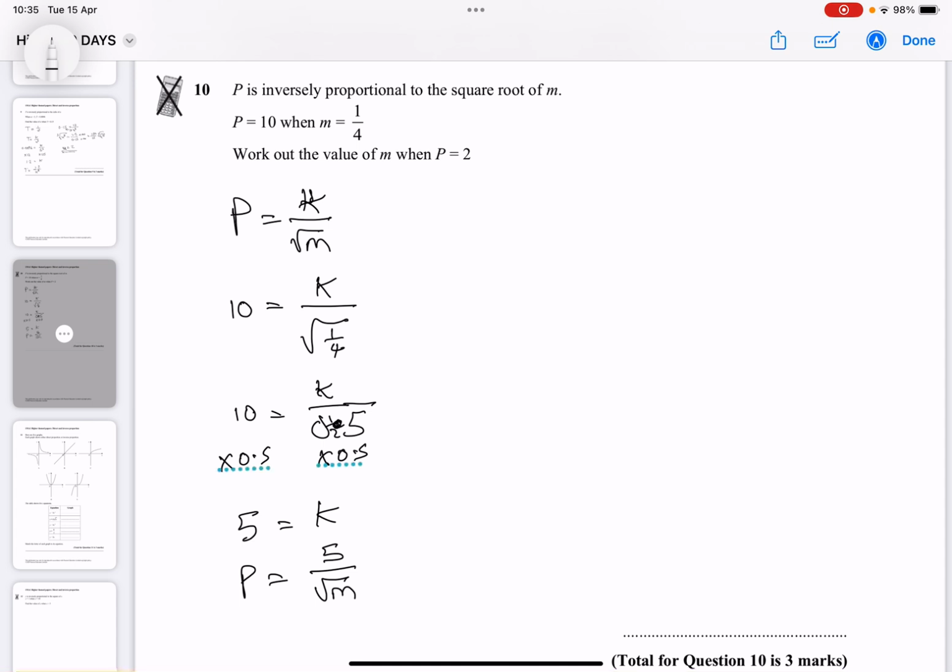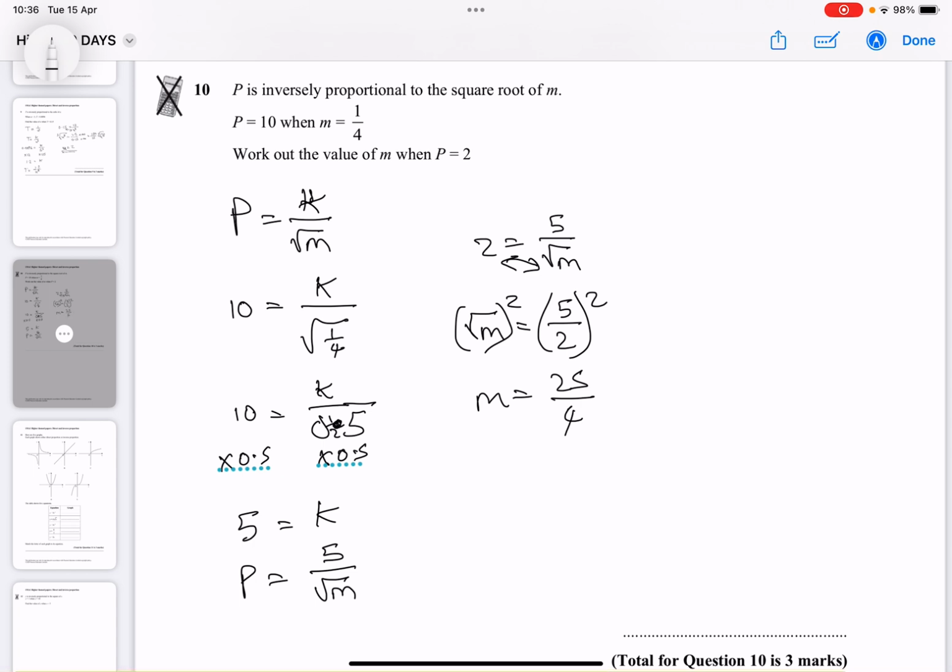Find the value of m when P equals 2. So 2 equals 5 over square root of m. I'm going to do that little crossover thing. So the square root of m equals 5 over 2. To get rid of the square root, I square, and so m equals 5 squared is 25, 2 squared is 4. Okay, I'd leave it like that. If you wanted to write that down as 6.25, good for you.